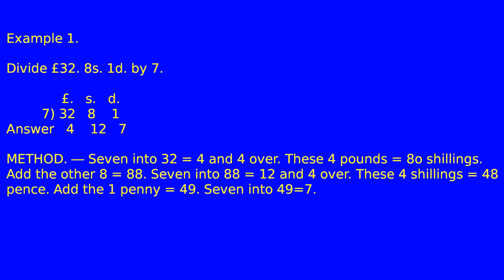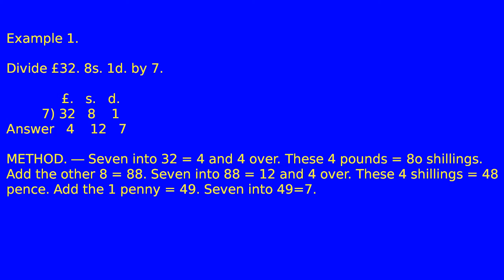Example 1. Divide 32 pounds 8 shillings 1 penny by 7. Answer: 4 pounds 12 shillings 7 pence. Method: 7 into 32 equals 4 and 4 over. These 4 pounds equal 80 shillings. Add the other 8, equals 88.